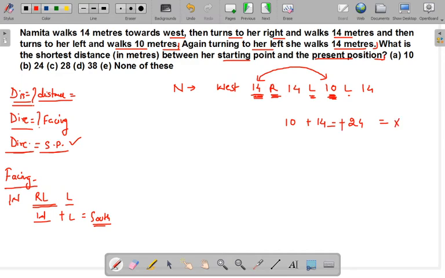So as discussed in the previous question, if it is right and left, add them. Left and right, add them. If it is right and right, subtract them. If it is left and left, subtract them. Now the value of x is positive 24. Now let us subtract the second and fourth distance, which is 14 and 14. Since this is left and left, we will subtract them. 14 minus 14 is 0. This is y.